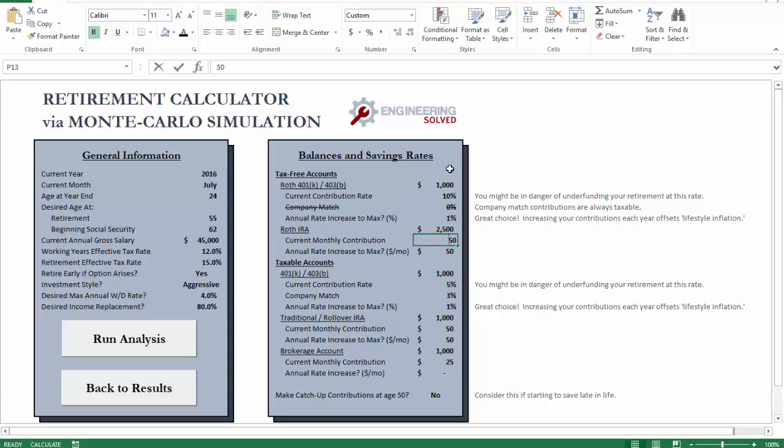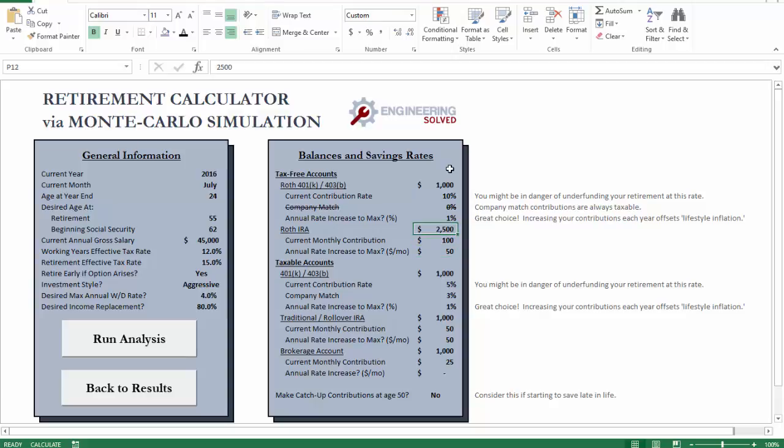And you currently contribute maybe $100 a month. And then say next year you want to put in $150,000 a month. No, that's crazy. Another $50 a month, so $150 a month. And then in year 3, you'd put in $200 a month and $250 a month each year. So that's what this annual rate increase to maximum does.